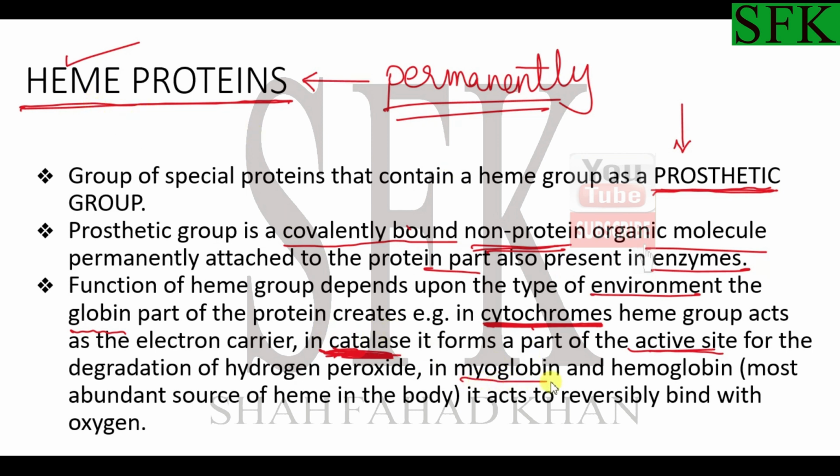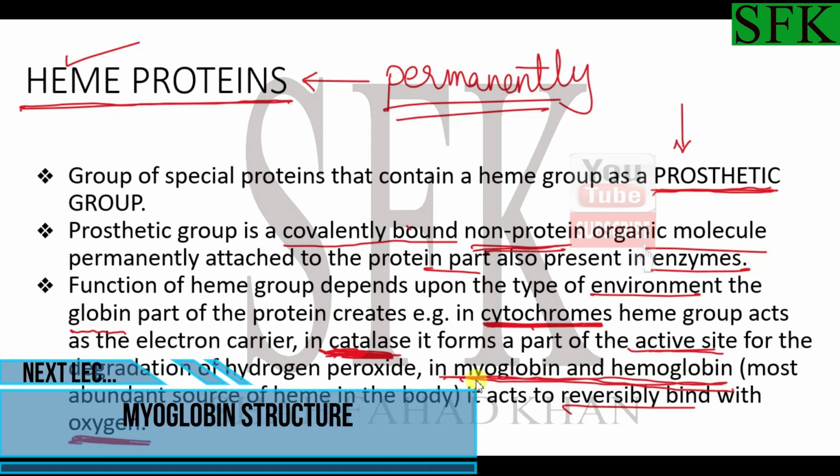All right, and finally, we talk about myoglobin and hemoglobin. These are the most abundant sources of heme in the body, and their globin chains are arranged in such a manner that they cause the heme group to reversibly bind with oxygen. Okay, and we are going to talk about the structure and function of myoglobin and hemoglobin in great detail in the upcoming lectures.